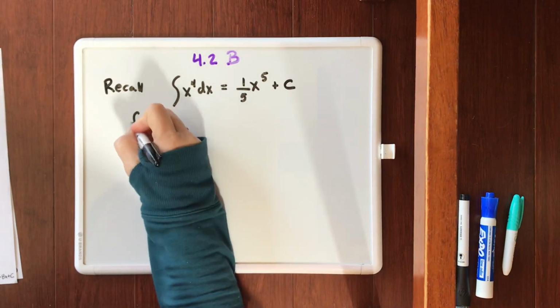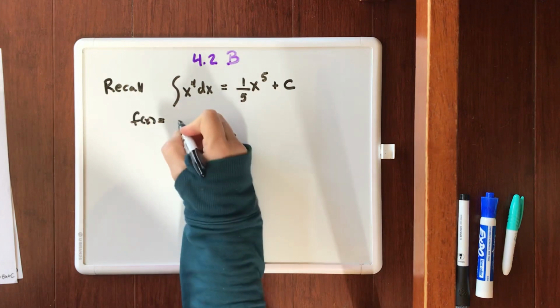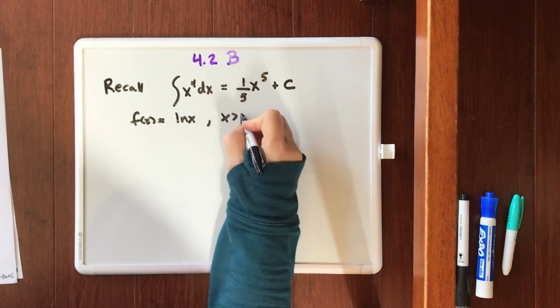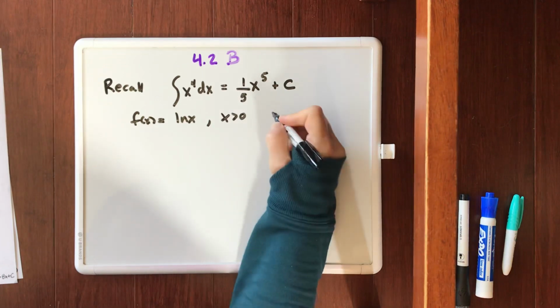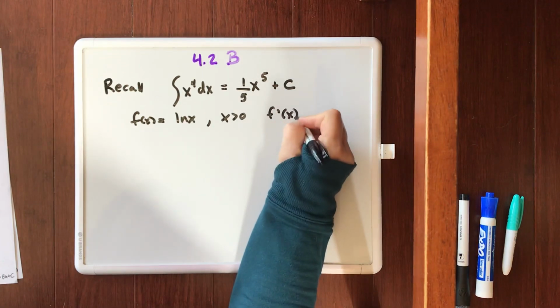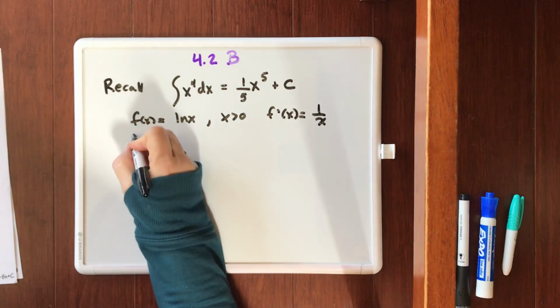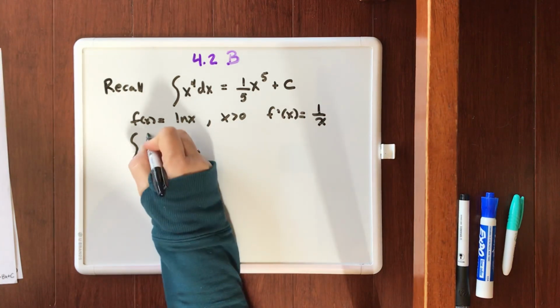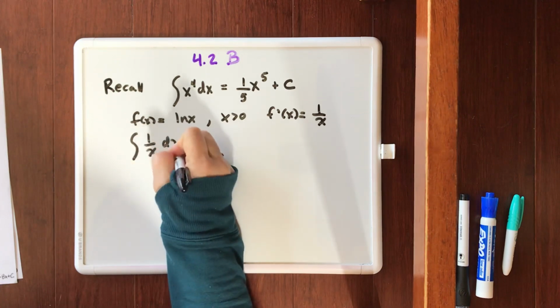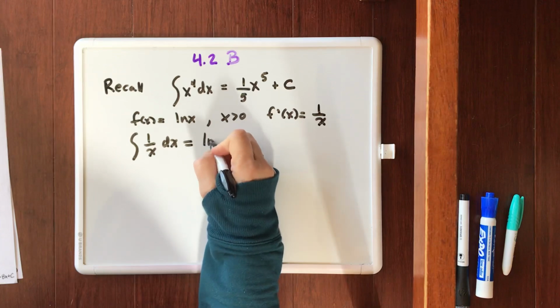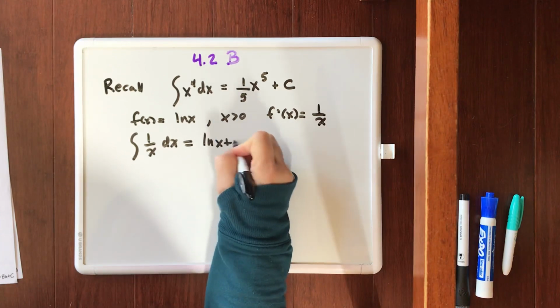Okay? If f of x equals ln of x, where we know x must be greater than 0, we know f prime of x equals 1 over x. Okay? So let's integrate now. Integrate 1 over x dx. Well, if x is greater than 0, we know it's just going to be ln x plus c.